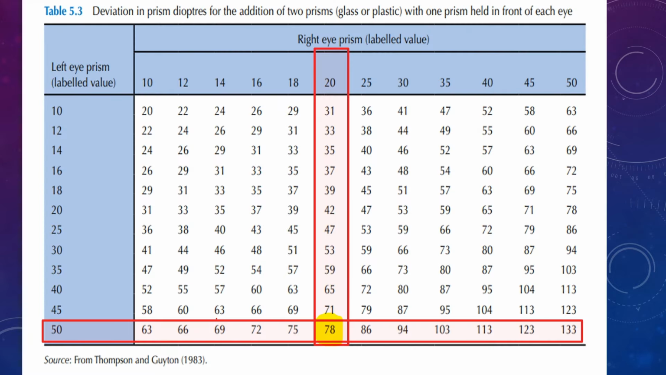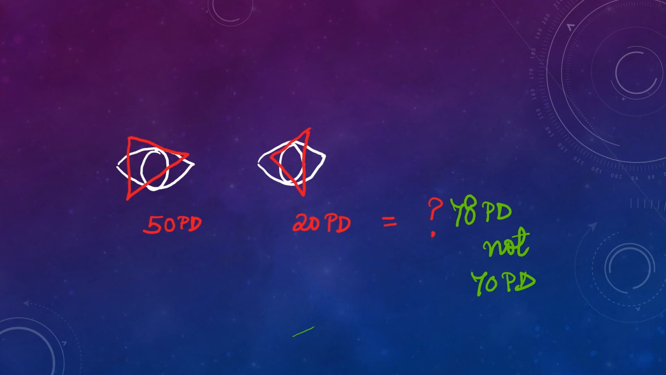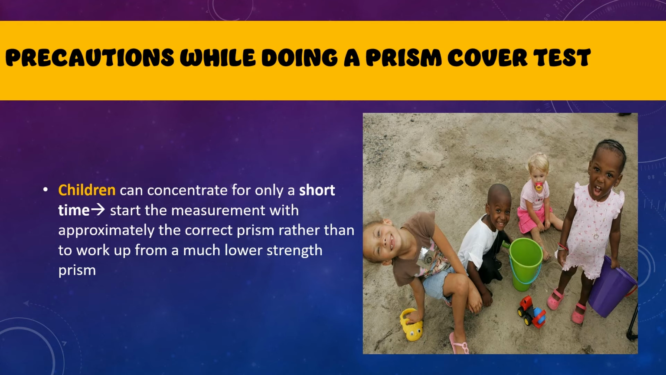So then you have to use these tables which were given by Thompson and Guyton. Here you can see that in one eye you have used 50 and in the other eye you have used 20. So you go down and see the total is 78 prism diopters. So it is not plain addition. 50 plus 20 is not 70, it is 78 prism diopters. So that should be very clear.